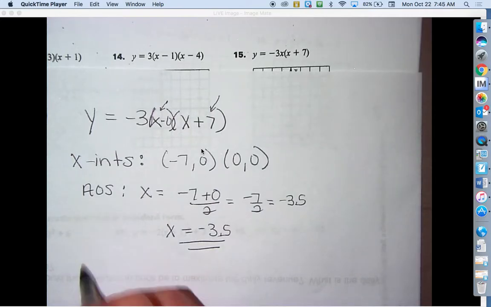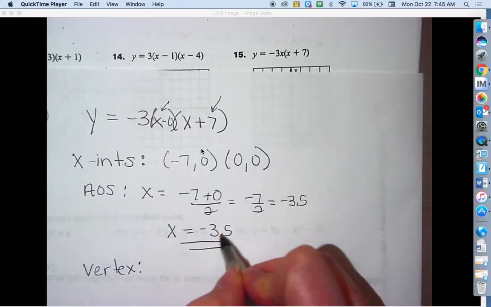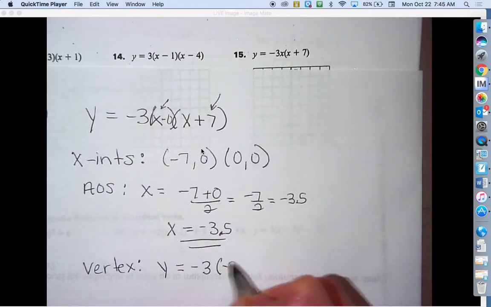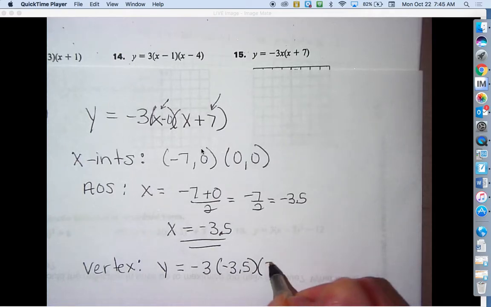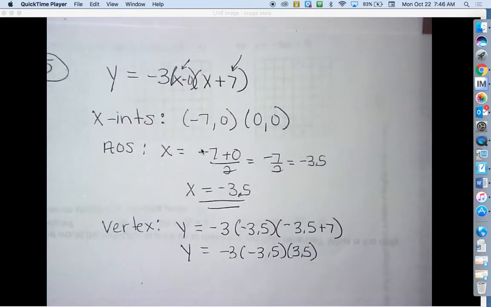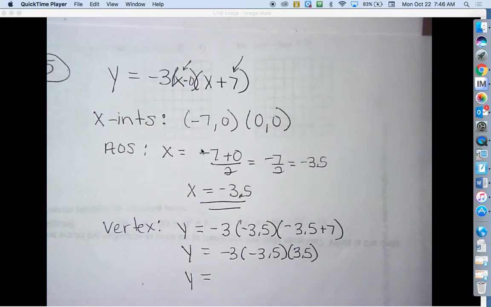equals. And then the other part that we were asked to find would be the vertex. How do you find the vertex once you have the axis of symmetry? Gavin, how do you get the vertex if we know the axis of symmetry? Yeah, plug x in. So in the original equation, we have negative 3, and then x is negative 3.5. And then we have x plus 7, well, negative 3.5 plus 7. So we're taking negative 3 times negative 3.5 times positive 3.5. Does anybody have that number?